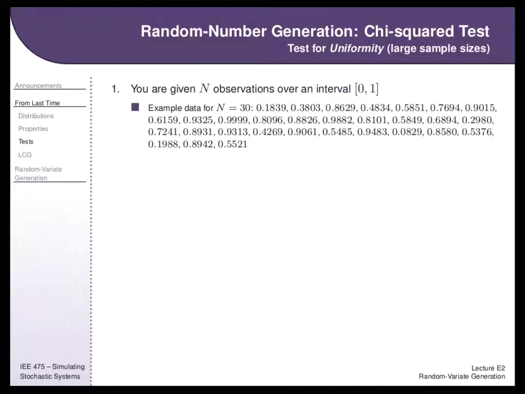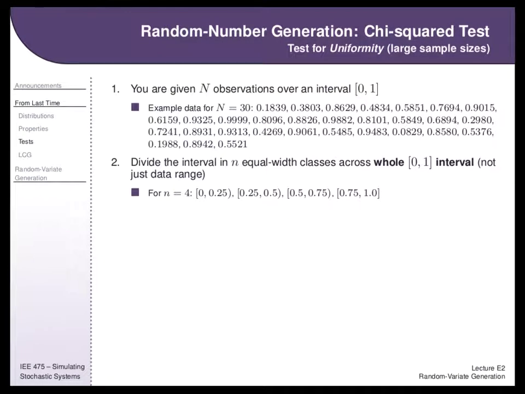The question is, are they uniformly distributed? Do they clump in one area or not? We're going to divide the hypothetical interval, and that's the important thing, 0 to 1. Some people, on a midterm, will look for the minimum number and the maximum number in the 30 and then divide that up. But that's wrong. I'm going to divide by the hypothetical interval. The null hypothesis is that they're uniformly distributed on 0 to 1. So we divide that interval up.